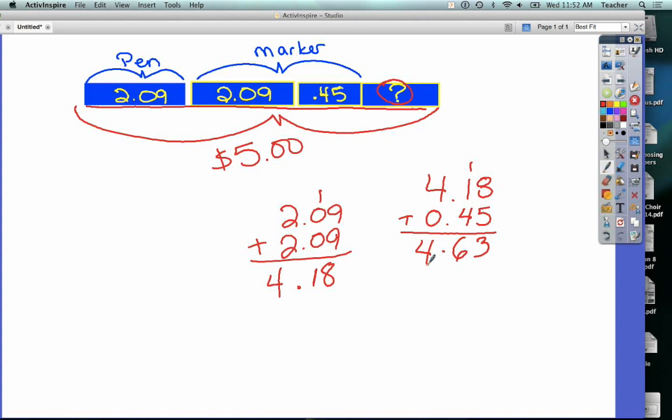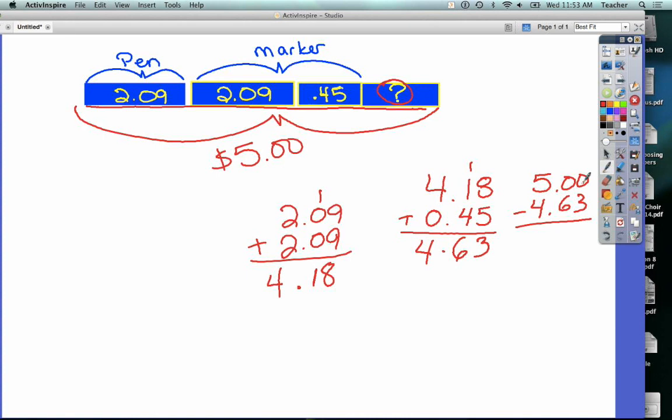We're not at $5 yet. But we don't know what that final amount is, so how are we going to find out what the difference is between $5 and $4.63? Take $5 minus $4.63, and the amount we have left is... So we're going to subtract $5 minus $4.63.